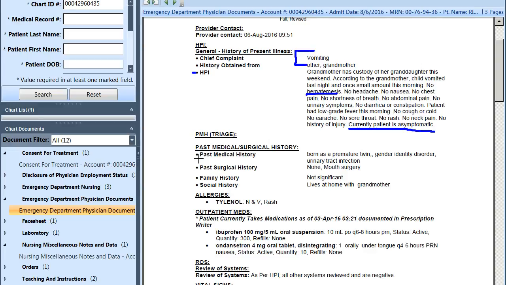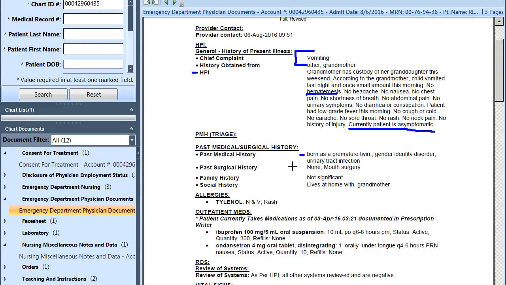Similar to what you're looking at, I'm just abstracting the relevant information so that I can assure that I pull everything I need for coding. Okay, so we have our past medical history. The patient was born as a premature twin. Past medical history, I'm going to jot that down. Premature at birth, and also a twin. And then she has a gender identity disorder. That's another diagnosis. And I'm just going to jot this down.